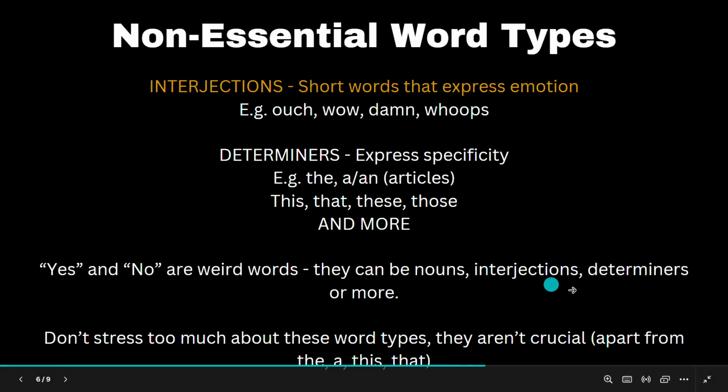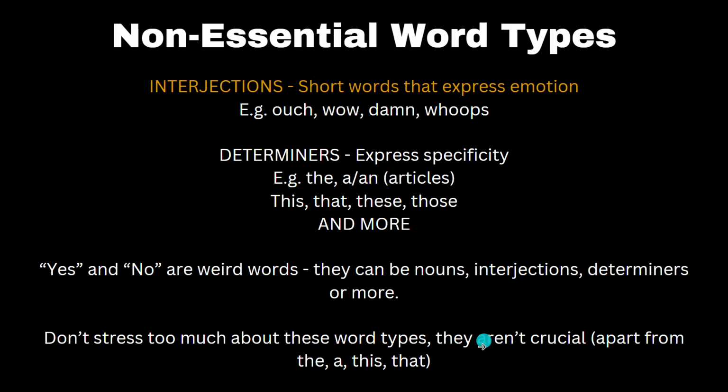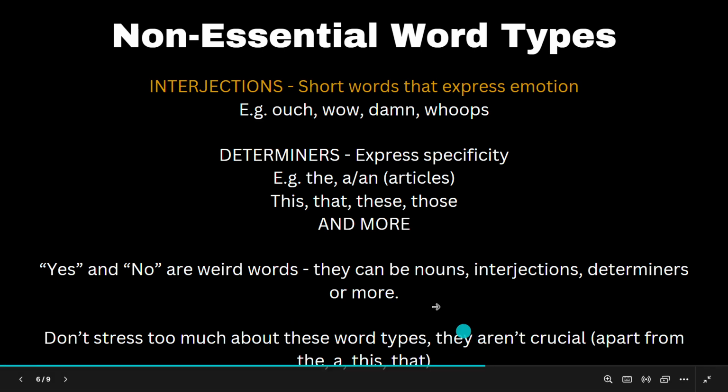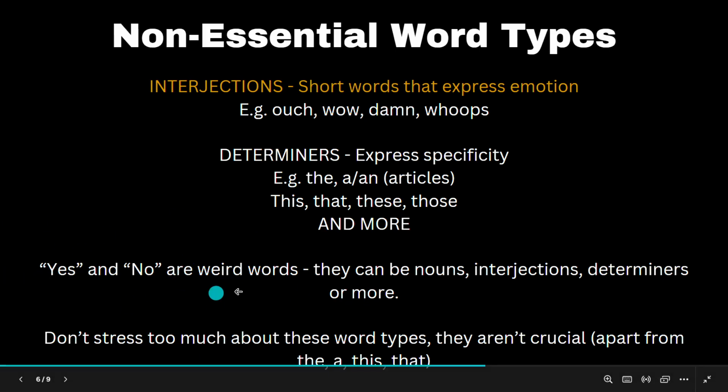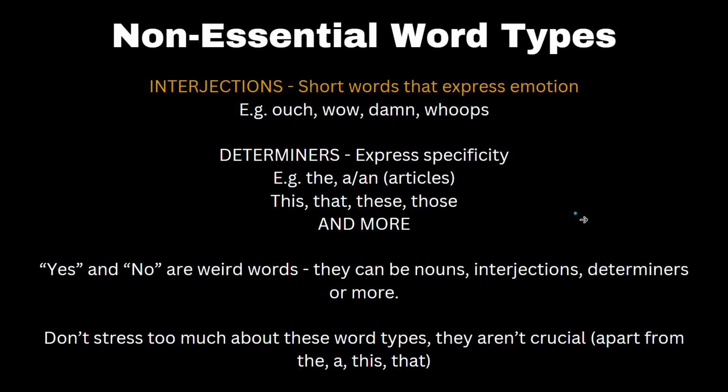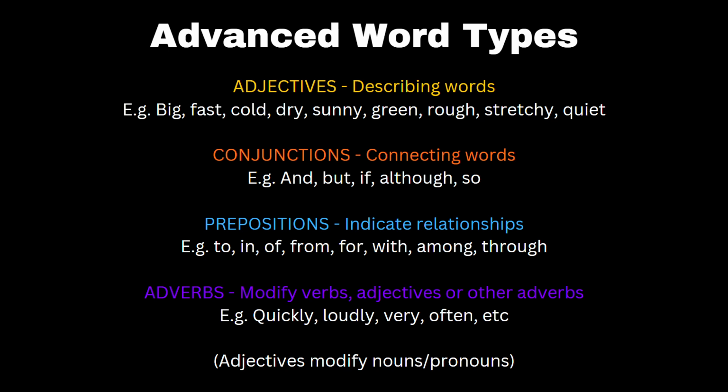They're kind of weird words. They can be nouns, interjections, determiners, or more, depending on how you use them. So yeah, don't stress too much about yes and no. They can kind of fit into a bunch of them. If anyone asks you what type of word is yes and no, the answer is it depends. And yeah, I don't want to overcomplicate this video anymore, so I just thought I'd mention that. And yeah, don't stress too much about these types of words. They aren't crucial. Apart from like the, this, that, a lot of them aren't super important, and you just learn them as you go.